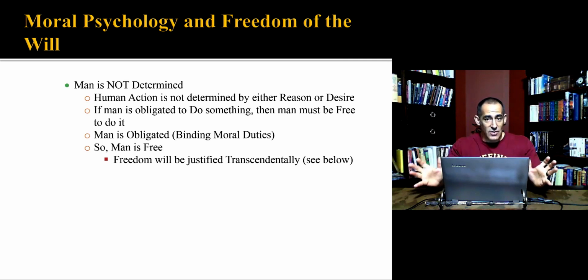Now, justification of this idea of freedom is going to be a little bit difficult for Kant as we get later on into his metaphysics, so he's going to try to justify it in a transcendental way, as we'll explain later.